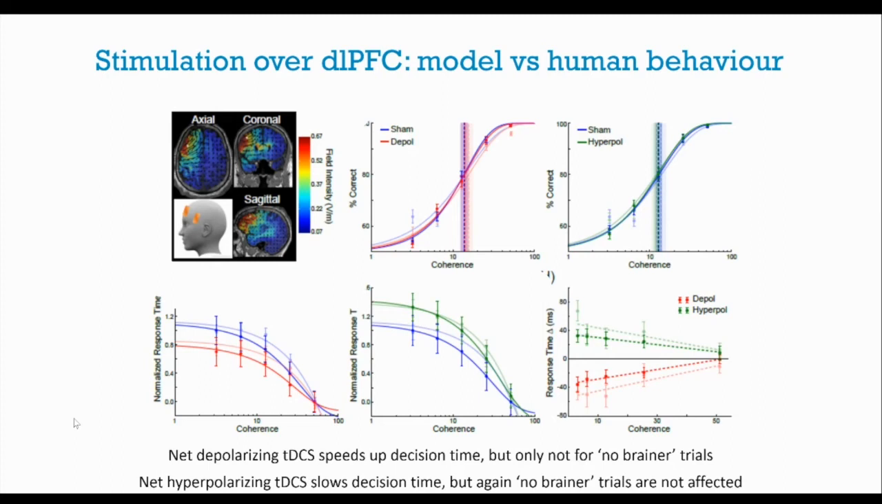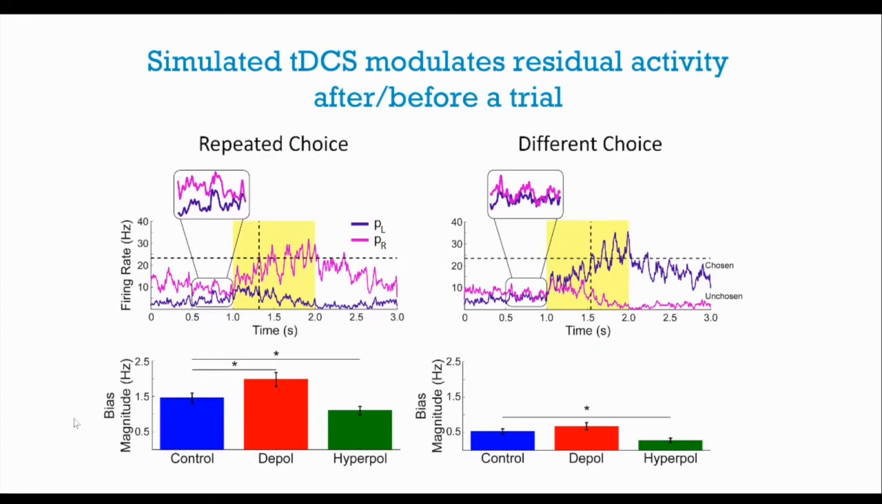Back to that pre-stimulus bias. When you apply the model with different types of stimulation, you can see that there is a residual effect on neural activity from trial to trial. If you take the activity just before the stimulus, in some cases the two pyramidal populations are different, and that's a carryover from the previous trial. It looks as if that bias is actually exacerbated with depolarizing stimulation, and it's diminished when we apply hyperpolarizing stimulation.